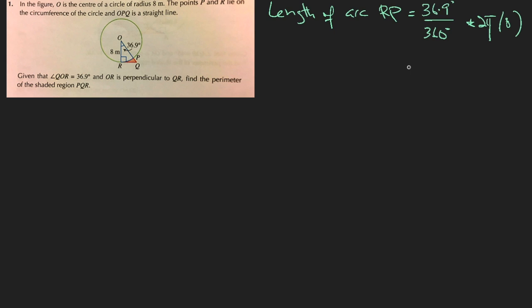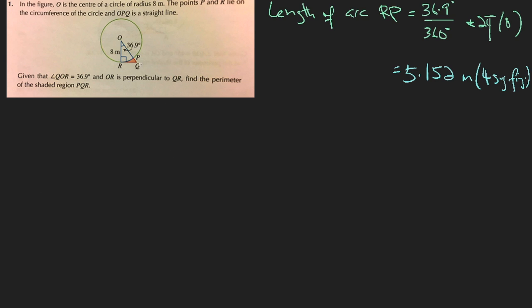So first off, let's find the length of the arc RP. So length of arc RP, using the property that I mentioned, the ratio, 36.9 degrees over 360 multiplied by the circumference of the circle, 2 pi r, 8 meters. Punch your calculator, and you will have 5.152 meters. So 4 significant figures. So we found the curve RP, or the arc RP.